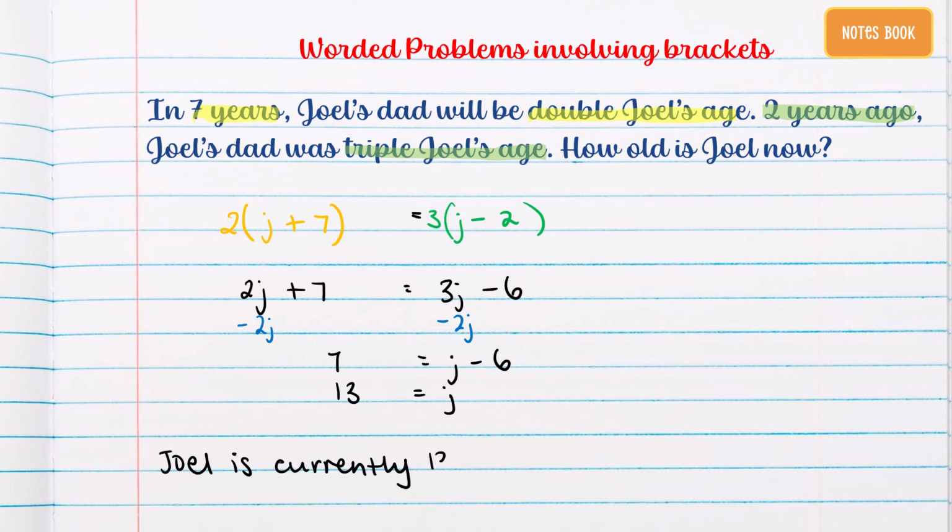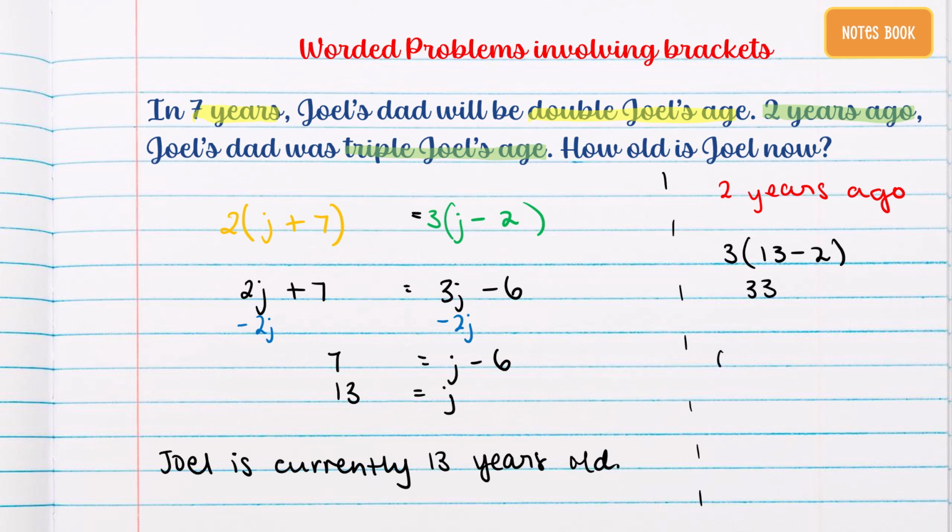Okay, don't forget that a worded problem needs a worded answer. All right, now you could go a step further, and figure out Joel's dad's age. Okay, to do that, you can pick either side to sort of sub into, right? So I'm going to do the 3J minus 2. And remembering that, and I'm just going to write a little subheading here, that this is 2 years ago, right? So we're working with the 2 years ago one. If I do that, I'm going to sub in 13. So I've got 3 times 13 minus 2, which is 33. So currently, Joel's dad is 2 years older than that. Okay, so that means Joel's dad is 35 years old.